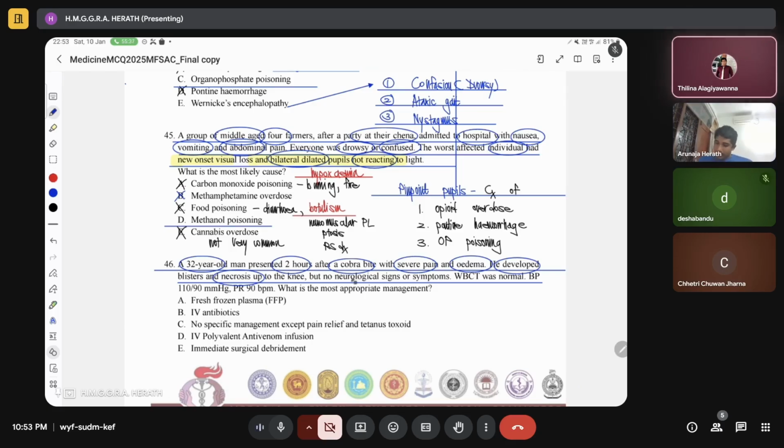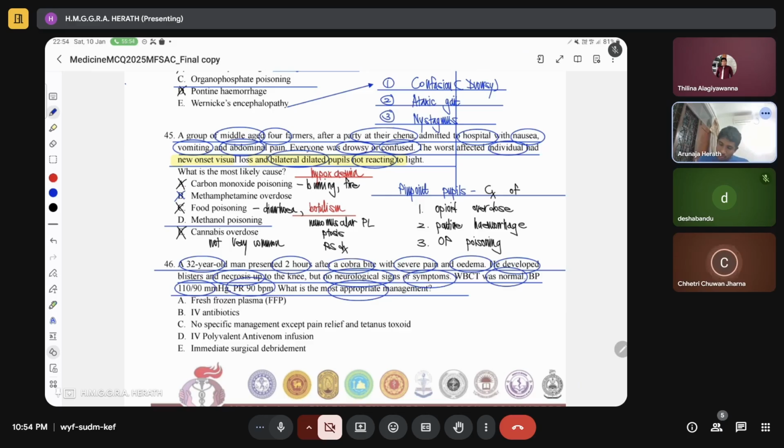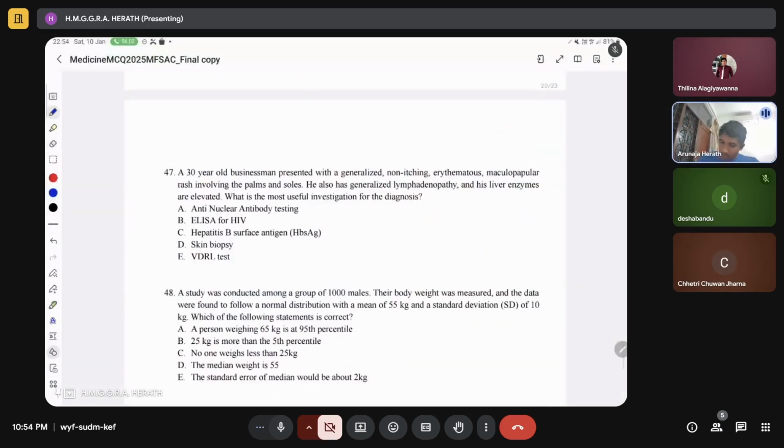But no neurological signs or symptoms. Whole blood clotting index was normal. Blood pressure is 110/90. Pulse rate is 90. What is the most appropriate management? IV polyvalent antivenom infusion. Okay, we go to the next one.